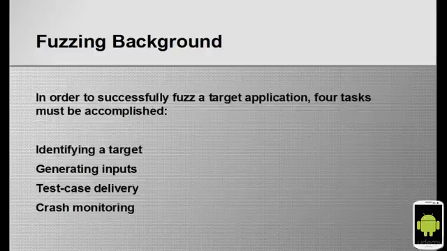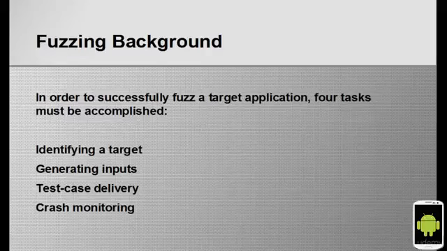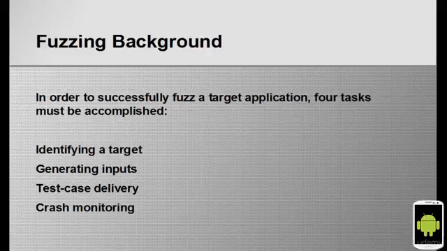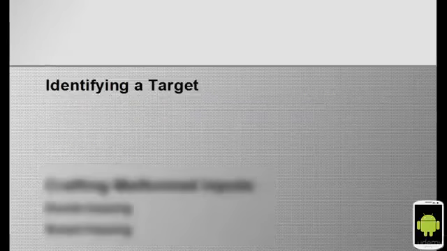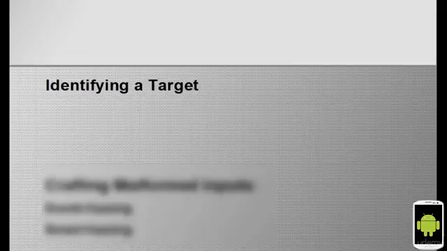In order to successfully fuzz a target application, 4 tasks must be accomplished. First, identifying a target, then generating inputs. After that, test case delivery, then crash monitoring. After fuzzing background, what one has to do is identify a target.